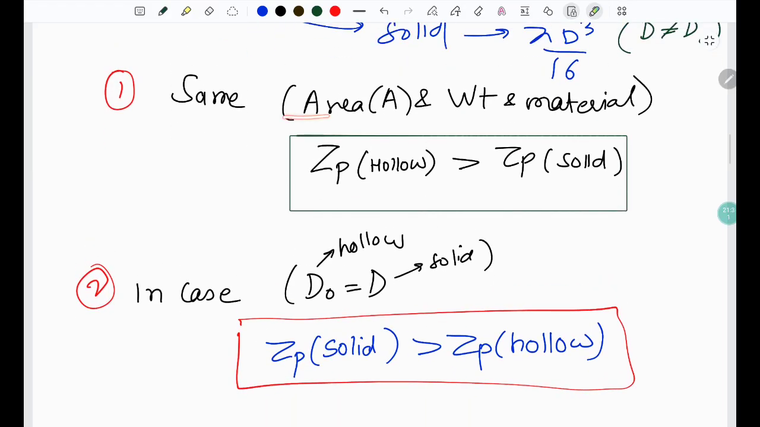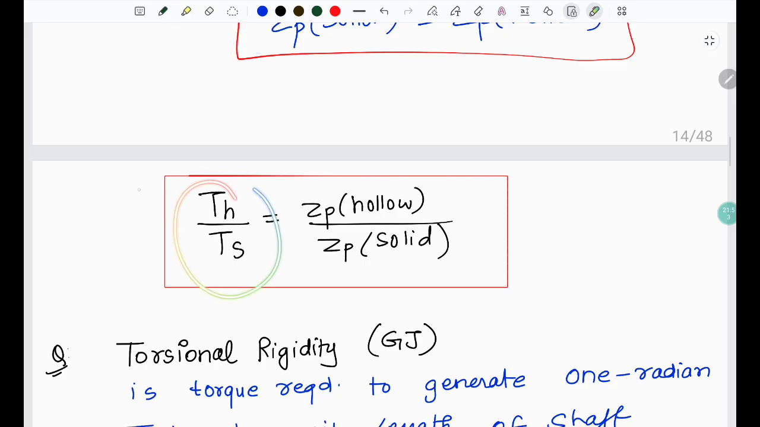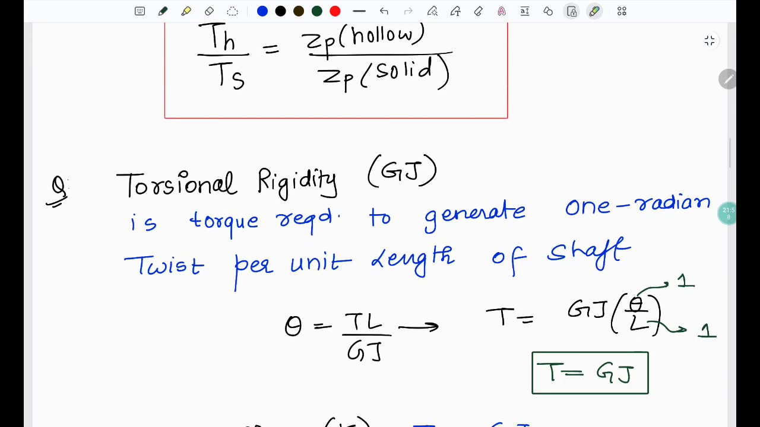Here it says with the same area and weight and material, Zp of a hollow is more than Zp of solid. And in case the outer dia of the hollow becomes equal to the dia of the solid shaft, then in that case only the polar section modulus of a solid shaft is greater than the polar section modulus of a hollow shaft. Again, torsion carrying capacity is the ratio of their polar section modulus. Torsional rigidity's definition is that it is the torque required to generate 1 radian twist per 1 unit length of the shaft.